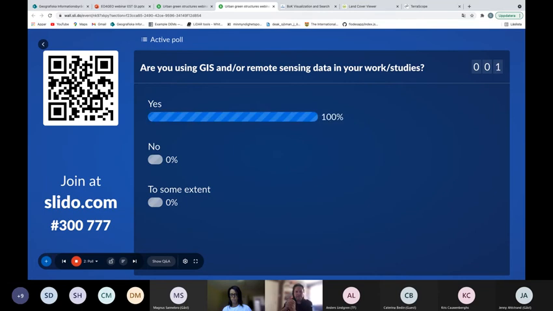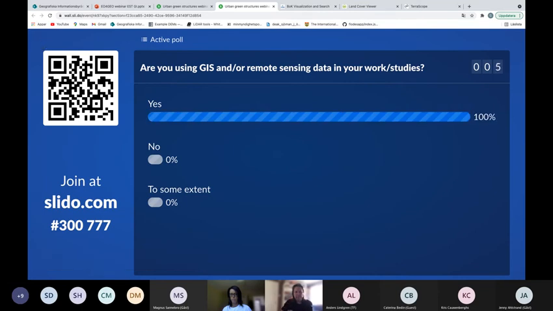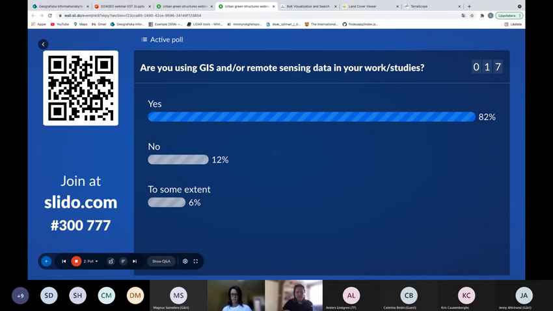And now the million-dollar question is, are you using GIS or remote sensing data in your work or in your studies? Almost everyone. Good. Okay. So we will go on with the next one.